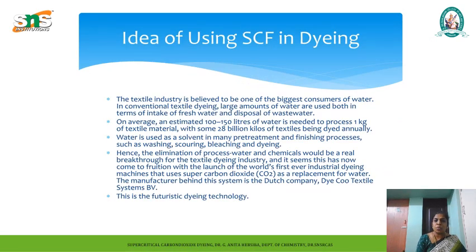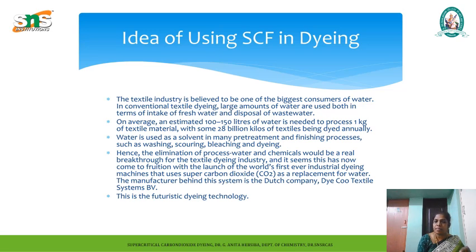What is the idea of using supercritical carbon dioxide in dyeing? The textile industry is believed to be one of the biggest consumers of water in conventional textile dyeing. Large amounts of water are used, both in terms of intake of fresh water and disposal of wastewater. On average, an estimated 100 to 150 liters of water is needed to process around 1 kg of textile material, with some 28 billion kilos of textiles being dyed annually. We use a lot of textiles for our daily use, and they need to be pre-treated and dyed, and for every 1 kg you need 100 to 150 liters of water for its processing.